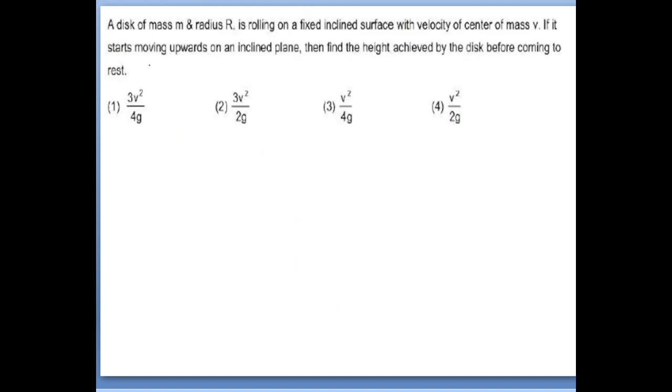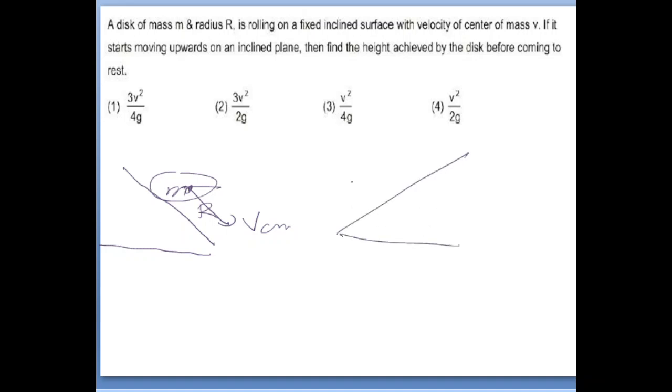So next, after this, take another question. A disk of mass m. So there is a disk given of mass m, radius r, rolling on a fixed inclined surface with velocity v, which is the center of mass velocity. If it starts moving upward, imagine you take this inclined motion like this, upward on an incline. Find the height achieved by the disk before coming to rest. So you just need to find h, how much height it achieved before coming to rest. So anyway, finally the disk is coming to rest, right?